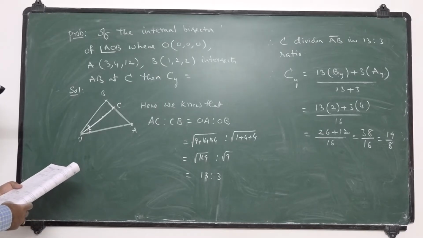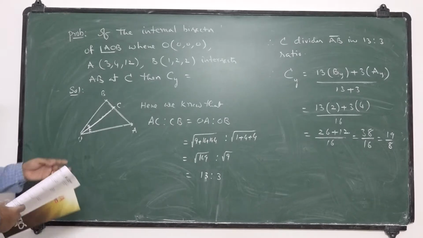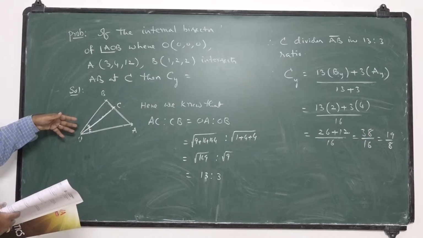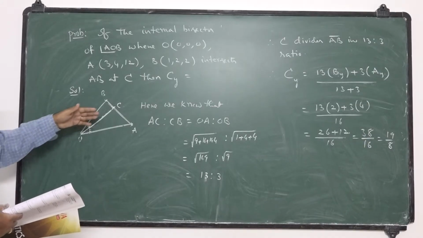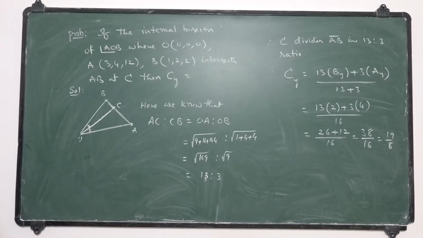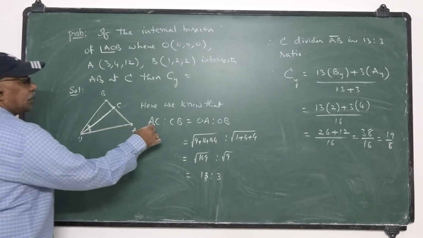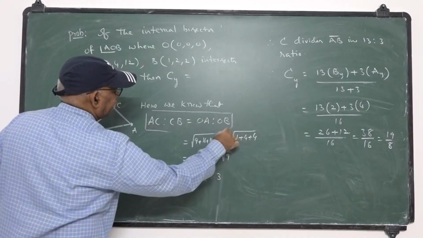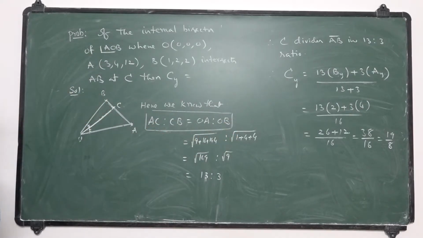So, the required y coordinate of the point in which the internal angular bisector at O meets the opposite side AB. This is one important concept: the internal angular bisector of a triangle divides the opposite side in the ratio of other two sides. That is very important here. Okay.